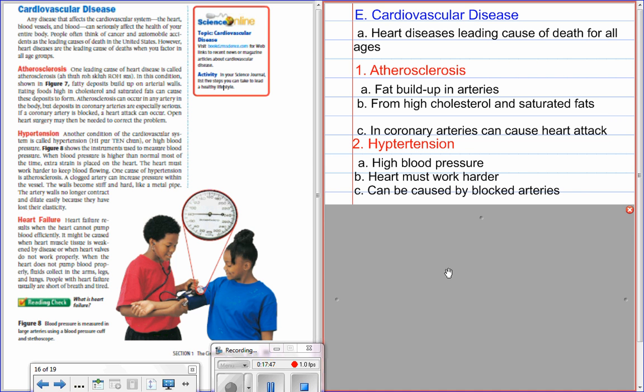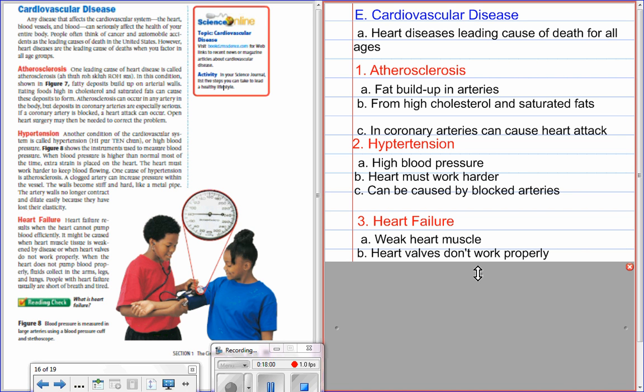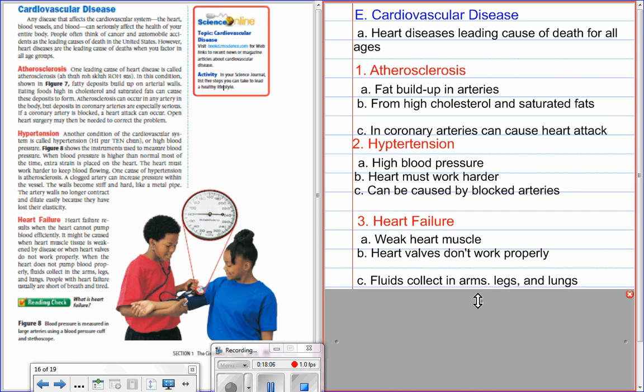Okay, so heart failure, what is it? Okay, it's weak heart muscle. What's wrong with it? The heart valves don't work properly. And what happens? Fluid collects in the arms, legs, and lungs, and you are short of breath and tired. Do you want to have heart failure? I don't think so.